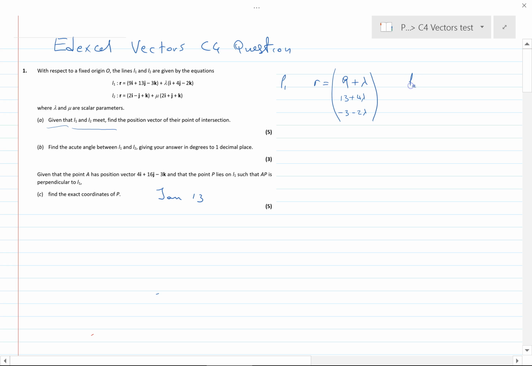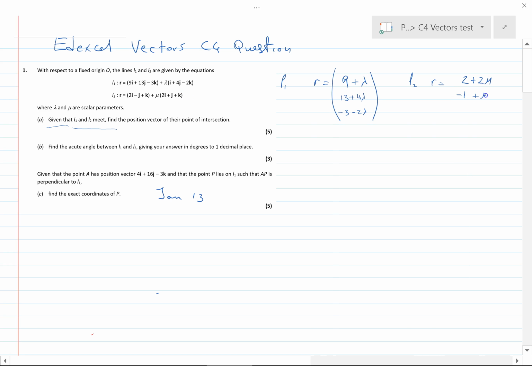And looking at line L2, doing the same thing. The i component is 2 plus 2 mu. And the j component is minus 1 plus mu. And the k component is 1 plus mu.